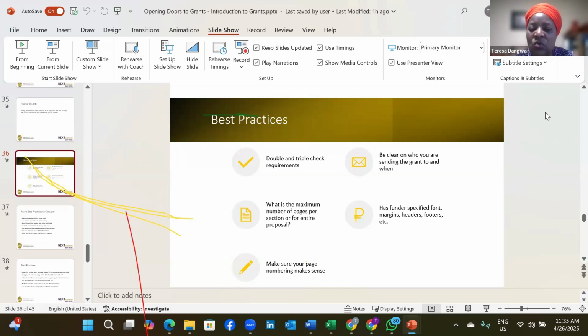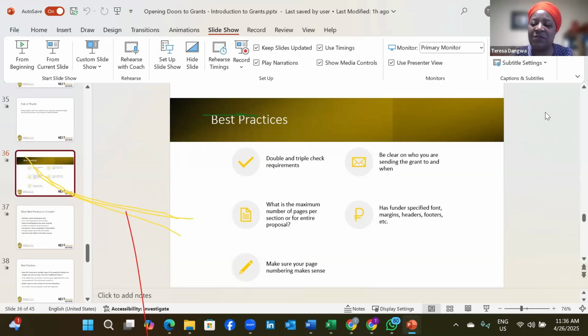Be clear on who you are sending the grant to and when. So instructions are going to be in there. If they are saying send the grant to grants at entity.com, then even though you have your cousin who works there, you should not send your grant proposal to that cousin's email instead of the email that they just gave you. That will disqualify you immediately.